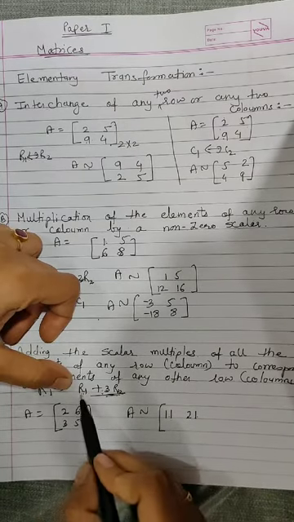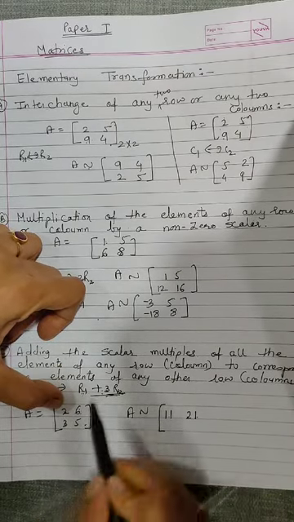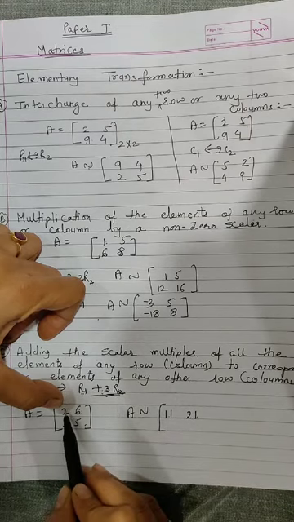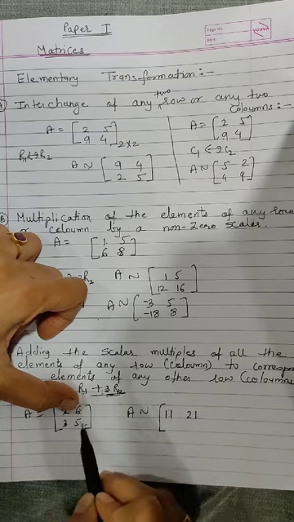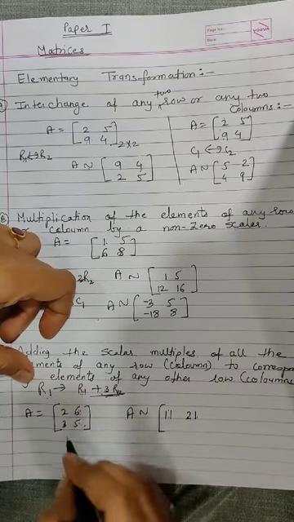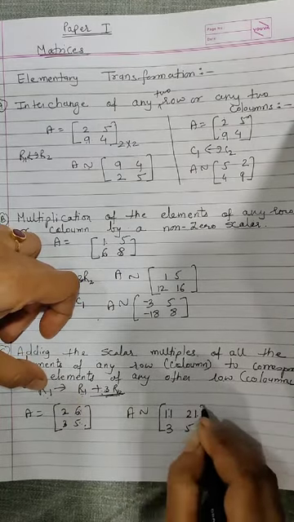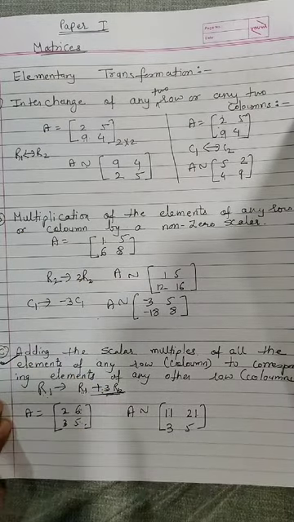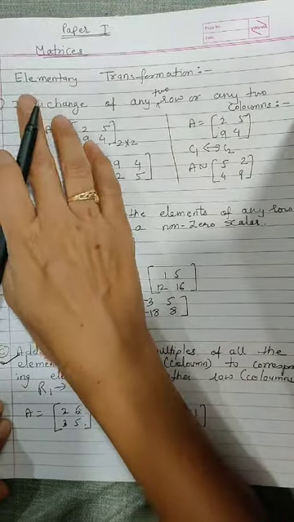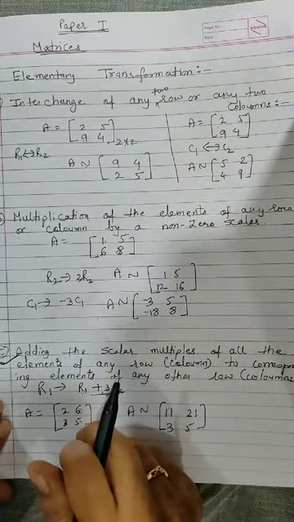I will explain once again. R1 means 2, 3R2, 3 3s are 9. So 2 plus 9, 11. Then 6, 3 into 5 is 15. So 6 plus 15 means 21. No change in R2, so R2 will be as it is, 3, 5. So this step is very important. While performing elementary transformation, you have to remember these three things.